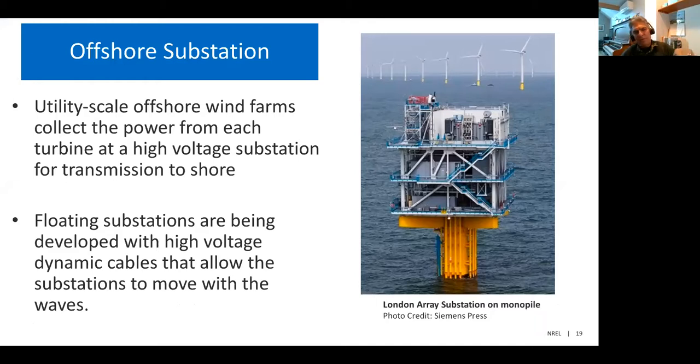I have one more after this, but this is showing the substations, and for the larger systems, there will be a substation. Floating substations are a unique challenge. This is a fixed bottom substation that's shown for the London Array. They'll look a lot like this, except they'll be floating and they'll have dynamic high voltage cables that go to them. Some people are looking at putting the substation on the bottom to avoid the dynamic cable situation. So that is very experimental, and we'll see how that moves.